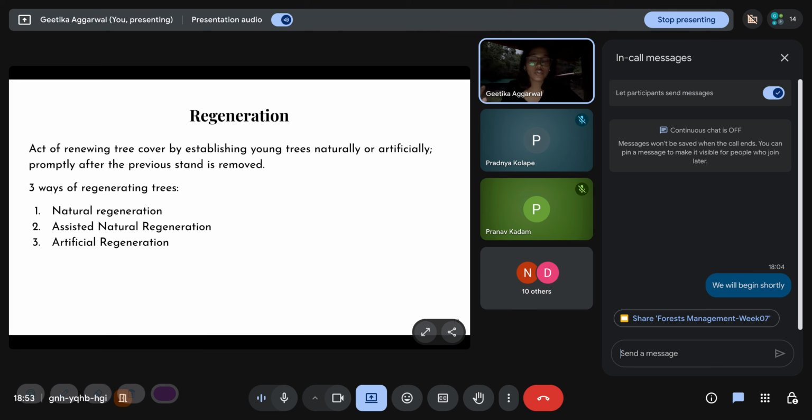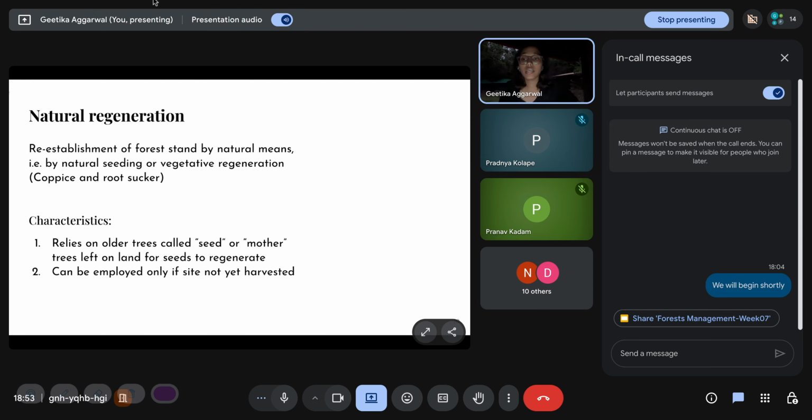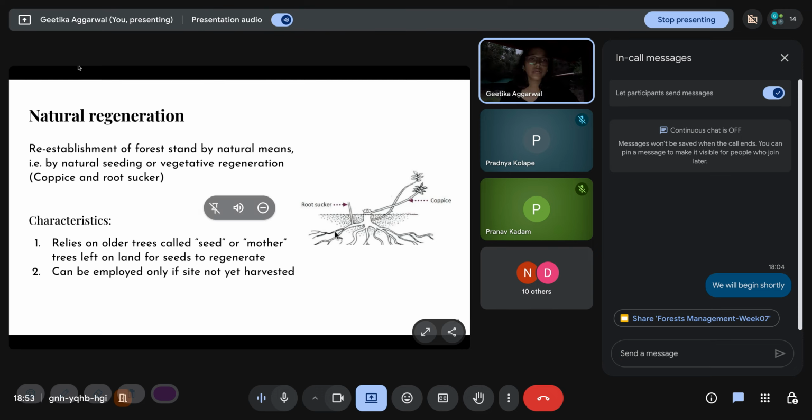There are three ways in which you can regenerate forests. One of them is called natural regeneration, one is assisted natural regeneration, and the last one is artificial regeneration. Natural regeneration, as the term suggests, is basically when you allow the forest stand to re-establish on its own by natural means, and you don't really interfere with the forest.